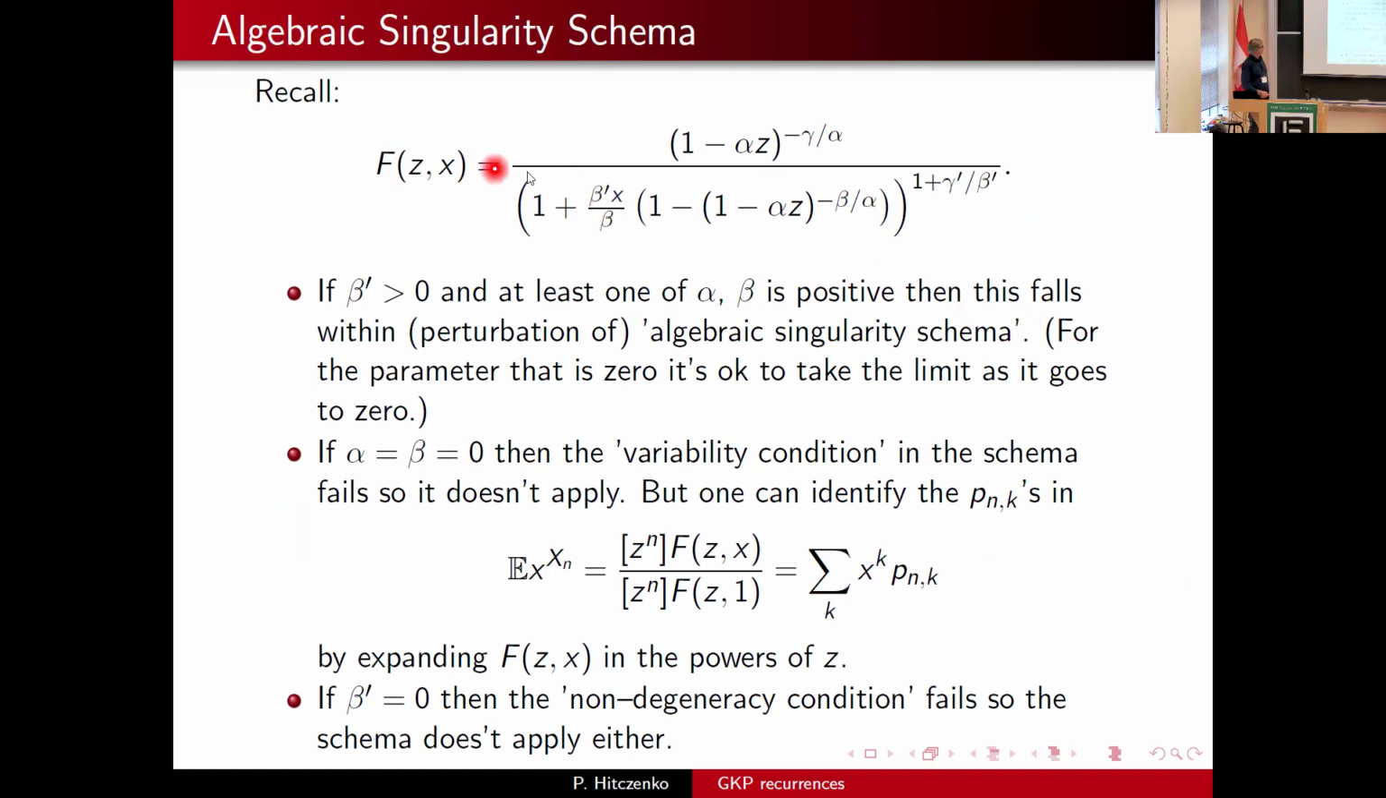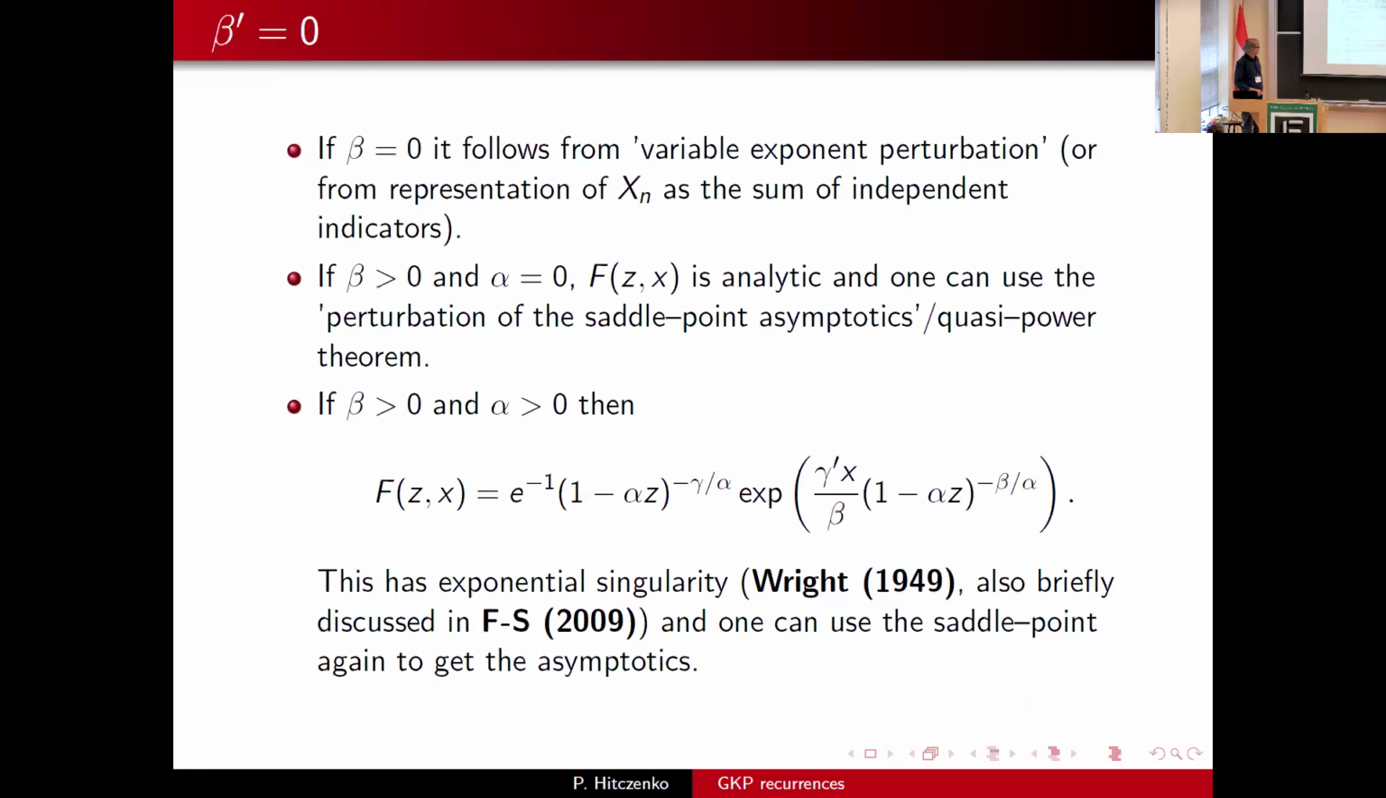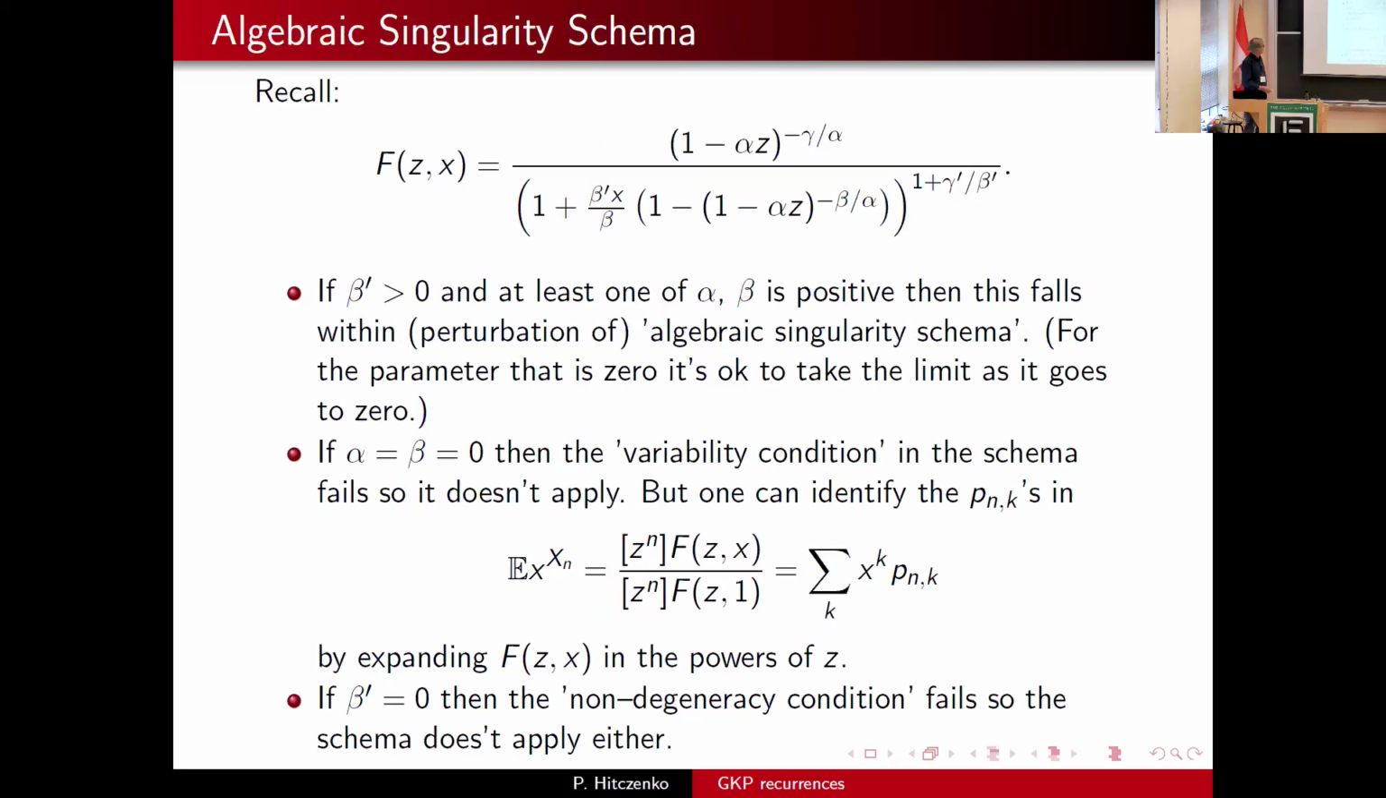In this case, this function is subject to what they call the algebraic singularity scheme, and this is the theorem that allows you to conclude under certain circumstances that you have a normal law. And so let me tell you what happens.